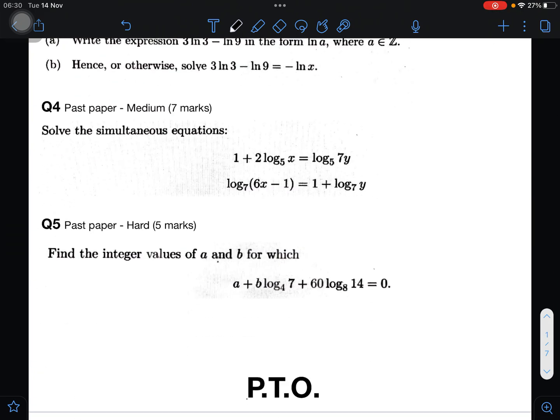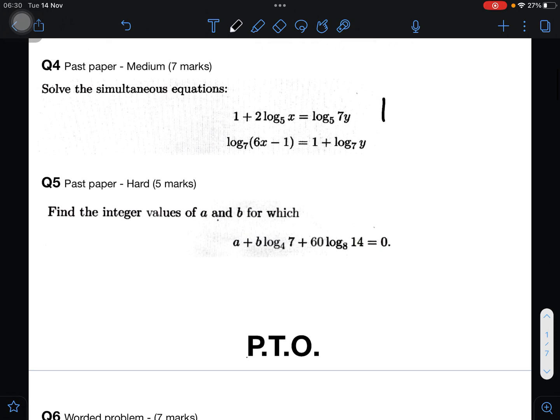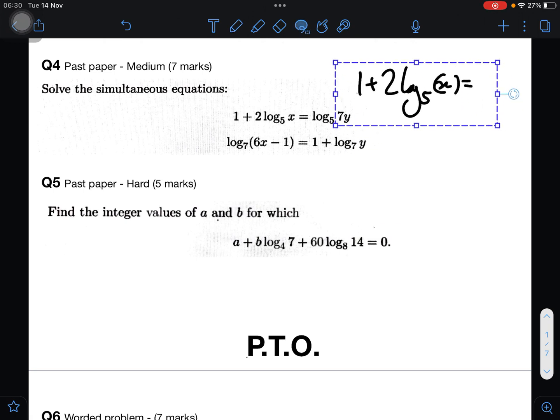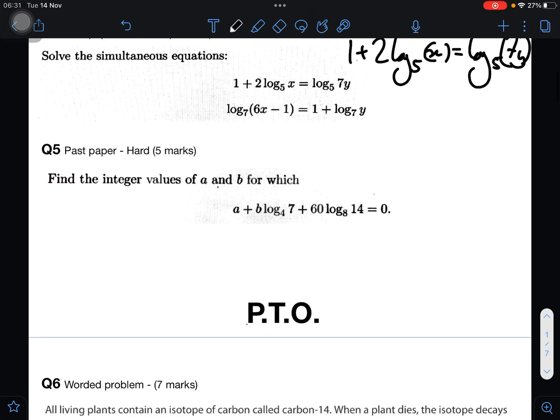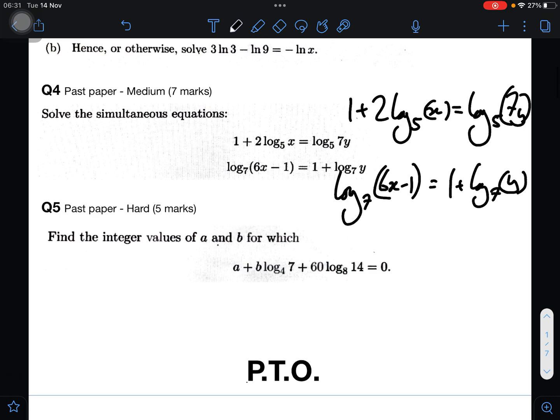Question 4, solve the simultaneous equations. So let me write them up. We've got 1 plus 2 log 5 of x equal to log 5 of 7y, and log 7 of 6x minus 1 equal to 1 plus log 7 of y. Okay, well, let me copy those down.